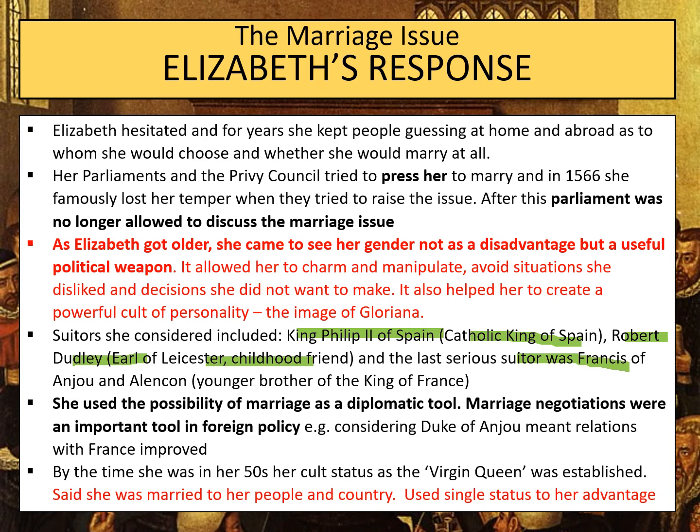Instead, she used the possibility of marriage as a diplomatic tool. Marriage negotiations were helpful for her when it came to foreign policy because, for instance, keeping them guessing about whether she was going to marry the French prince meant relations with France improved. Certainly by the time that she gets to her 50s, when we're thinking about the 1570s, her cult status as the Virgin Queen was established.